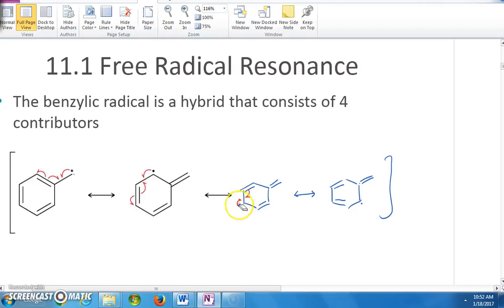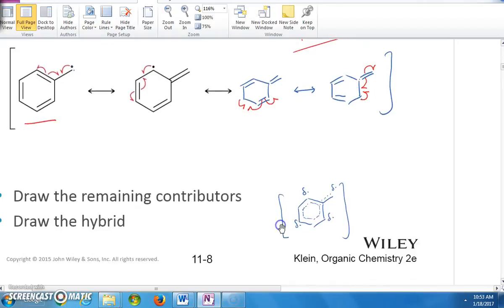I'm sorry, not that way. So basically, to get this one, you go like this, and you go like this, and you go like this, right? And then to get to this one where you started with, all you need to do is go like this, you go like this, and go like this. See that? So you see, we are using fish hooks. That's what we're using to be able to show the distribution of electrons.